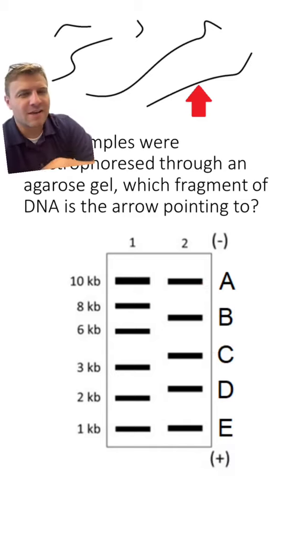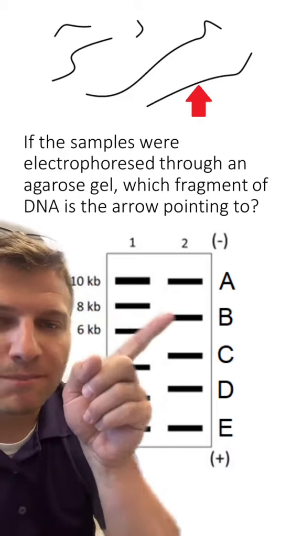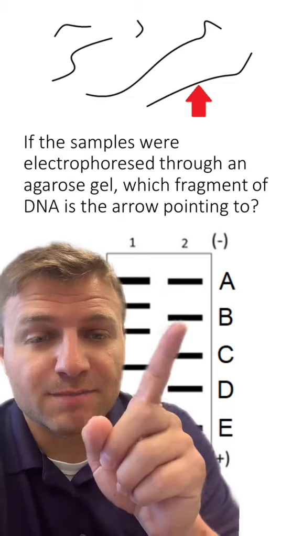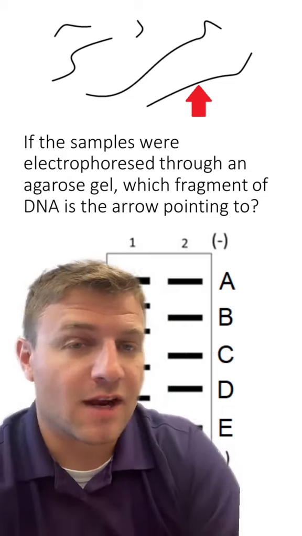If we look at our DNA fragments, we can see that the arrow is pointing to the fragment that's the second longest. And you can see in lane 2, B is going to be the second longest fragment. So the answer to our question is that this band is representing the fragment that the arrow is pointing to.